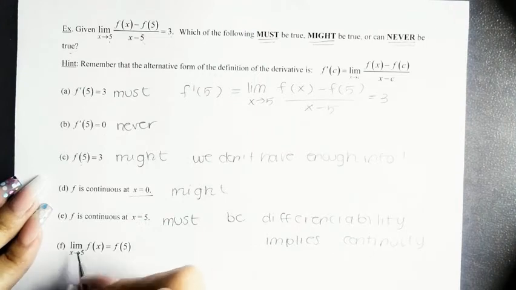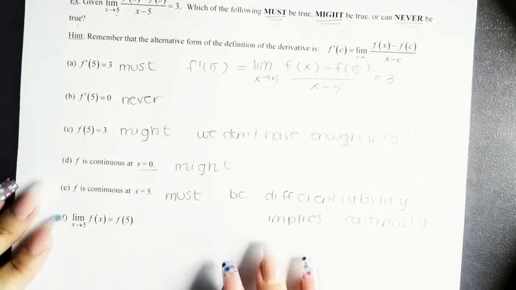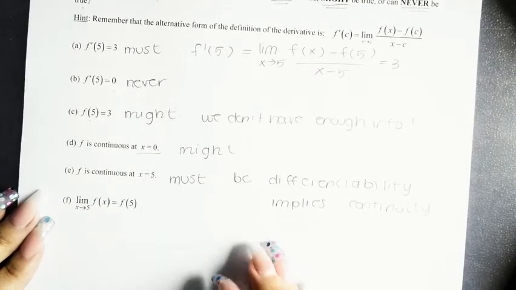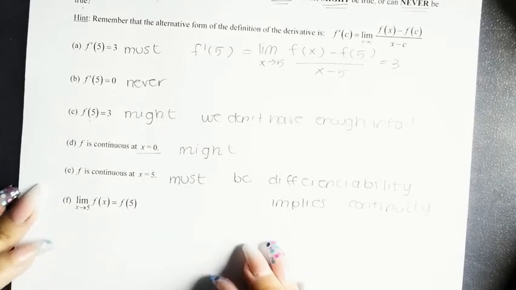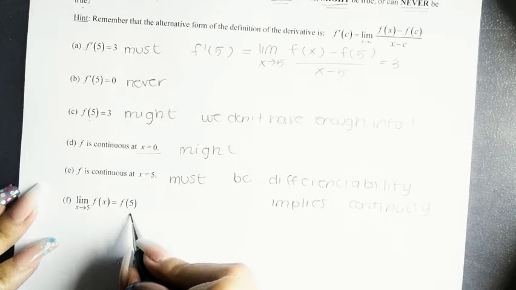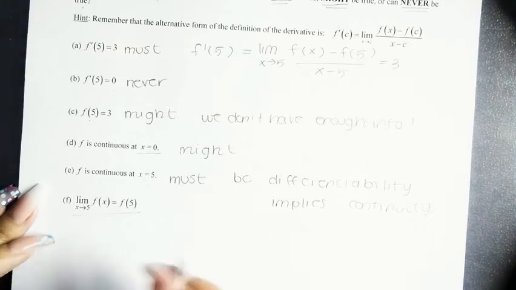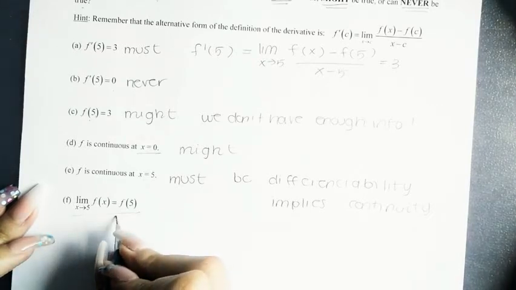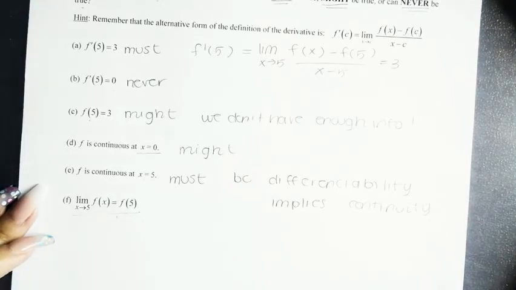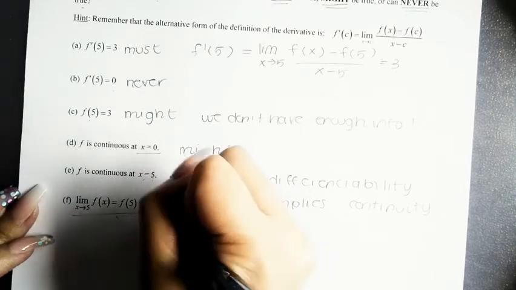So this one, the limit when x approaches 5 of f of x is equal to f of 5. Is this true? What do you think? What is this reminding you of? Maybe continuity, right? You know that the last condition of continuity was what? At x equals c, the limit when x approaches c of f of x needed to be equal to f of c. So surprise, surprise, this is a must.